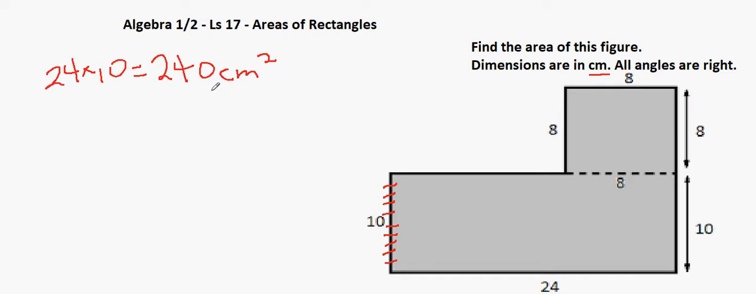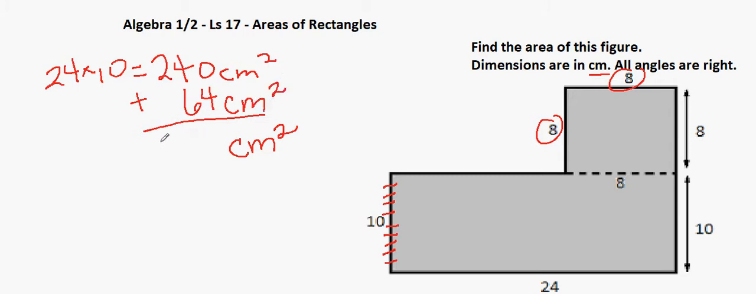We're not there yet. Now, that's not the area of the entire figure, is it? What's the last step to solving this problem? 2 more dimensions up here of another figure. 8 by 8 square. What's 8 squared? 64. What's 64 plus 240? 304 squared centimeters. You can also abbreviate squared centimeters, the book might do this, with an SQ period.